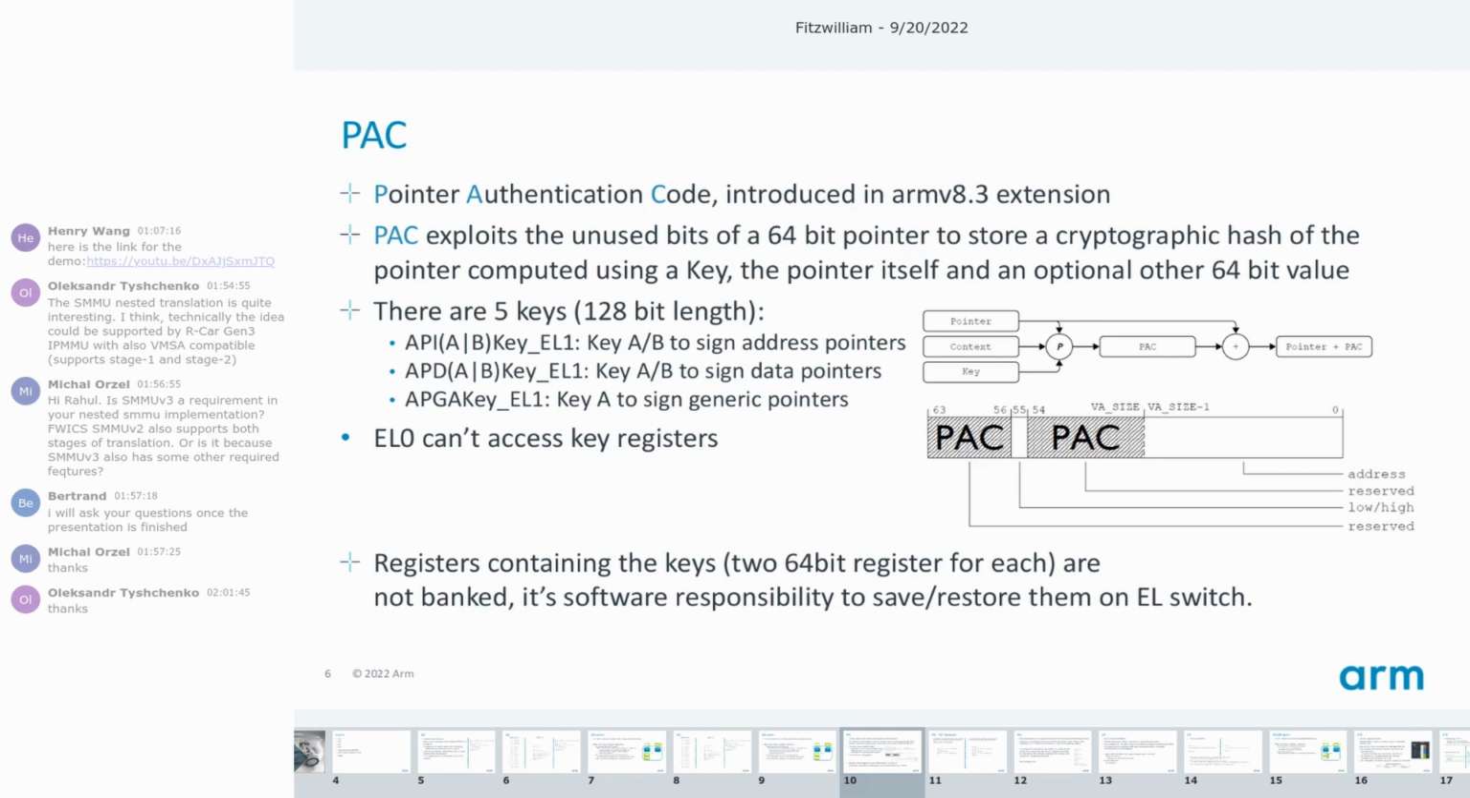There are in total 5 keys to sign instruction pointers, data pointers, or generic pointers, and each key is composed of 2 registers of 64-bit length. Two things to remember for those registers: the first one is that EL0 can't access them directly, and the other one is that the registers are not banked, so it's software's responsibility to save and restore them during exception level switches. So how can an application use this feature?